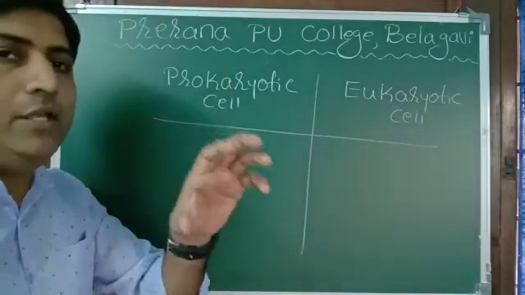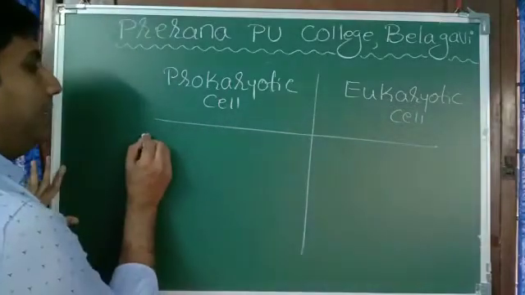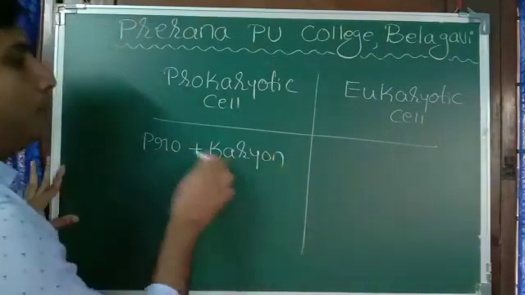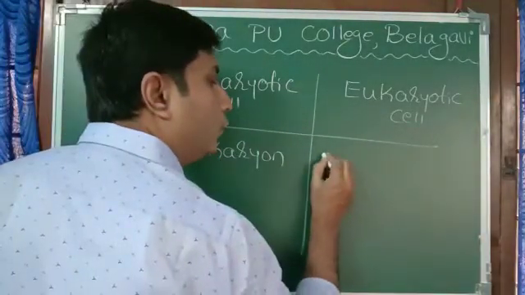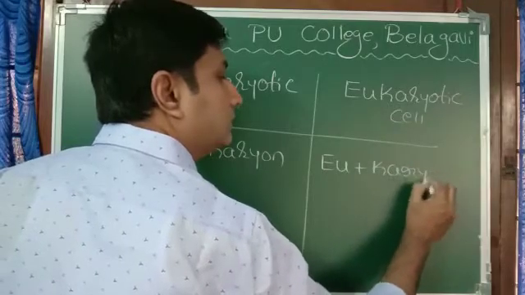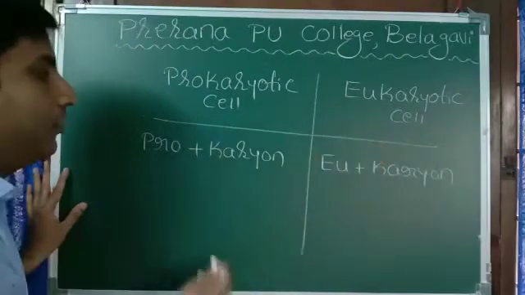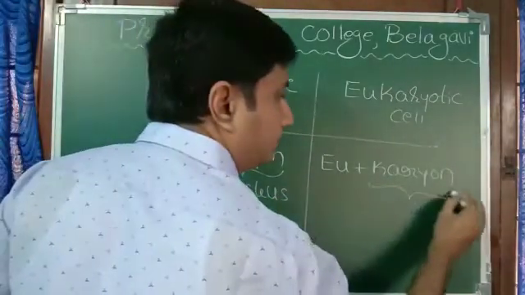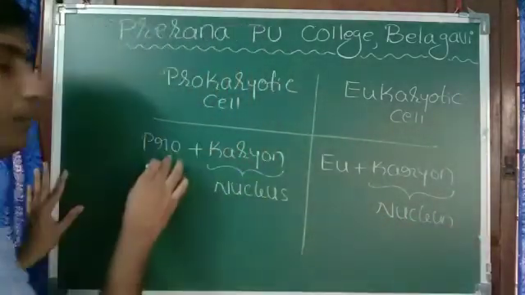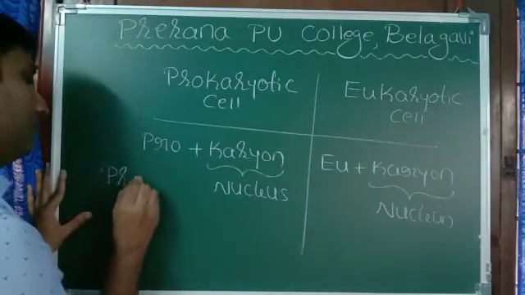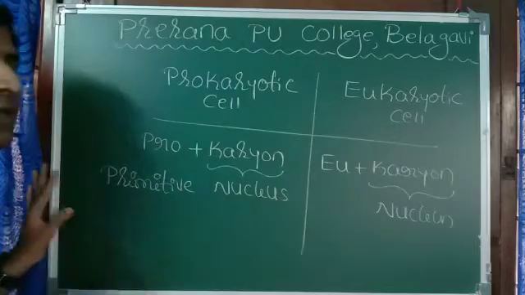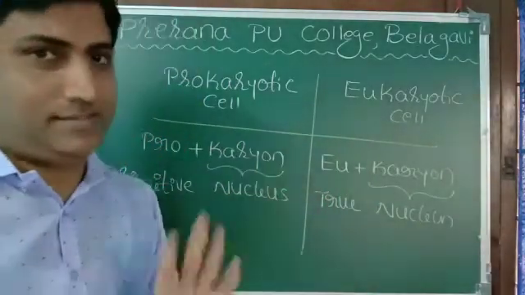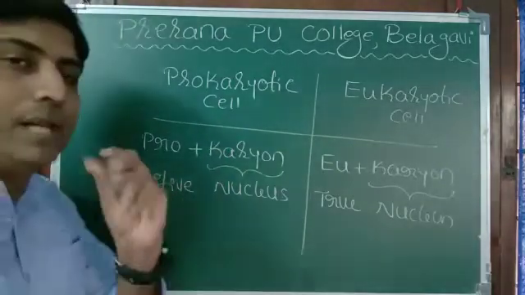The word prokaryotic is made up of two parts, pro plus karyon. Eukaryotic is eu plus karyon. Karyon means nucleus. Pro means primitive. Eu means true. So here the cell is with a true nucleus. Here the cell is without a true nucleus, or it has a primitive nucleus.